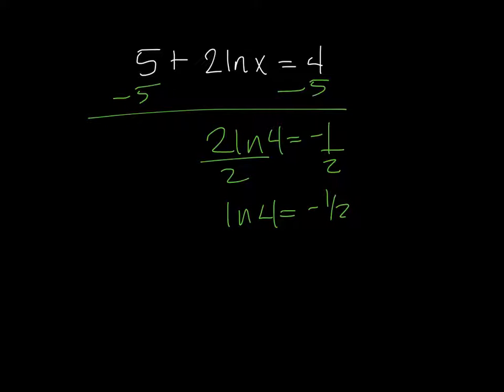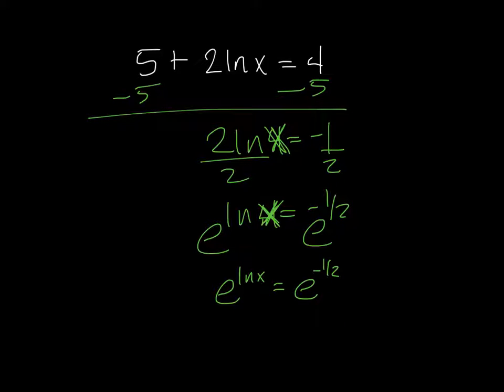Now I can exponentiate. Remember, natural log is base e, so to exponentiate I need to have an e here. Okay, so that means I have e to the natural log of x equals e to the negative 1/2. Okay, so these use a Tetris effect, and I get x equals e to negative 1/2. Whatever that is on a calculator is your answer.